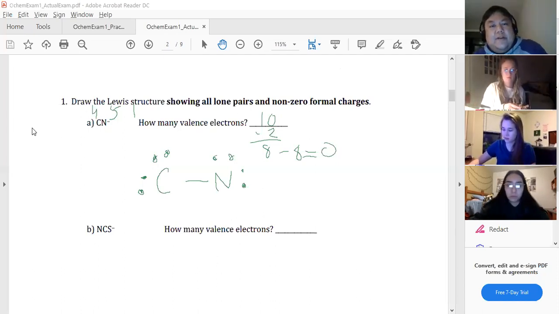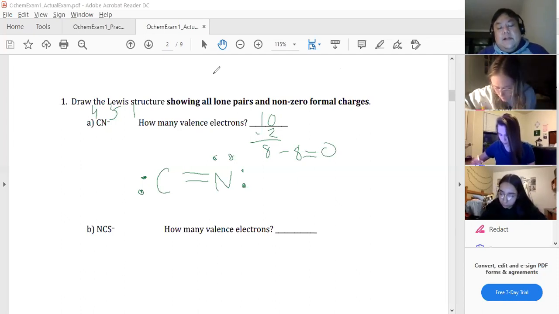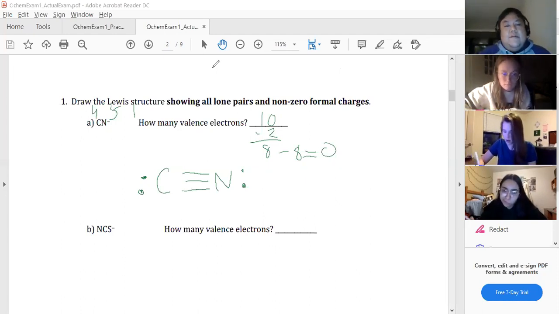So I take one of the lone pairs from a carbon, and now I'm going to turn it into a bond. All right, actual exam under 1. So now nitrogen has a full octet, but carbon does not. So then I do the same thing, except now with nitrogen, I take another lone pair and turn that lone pair into a bond like this. So now carbon and nitrogen each have 8 electrons.